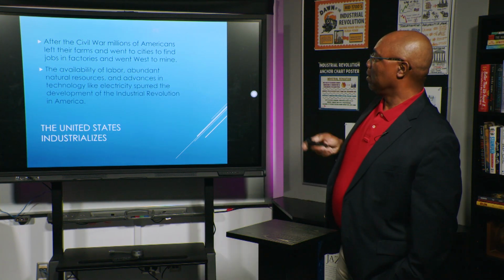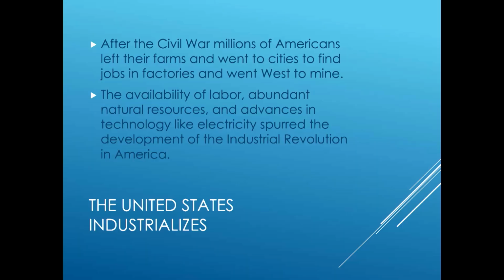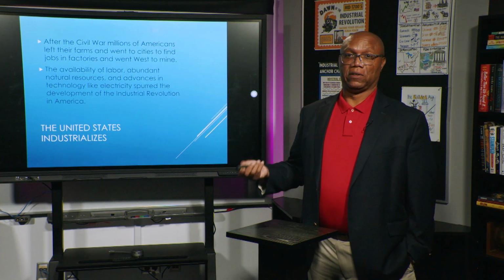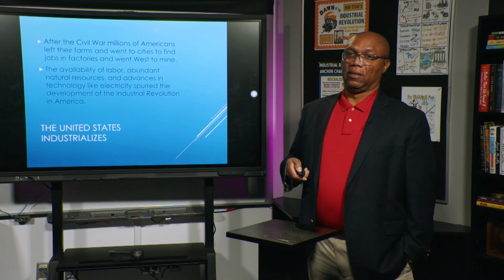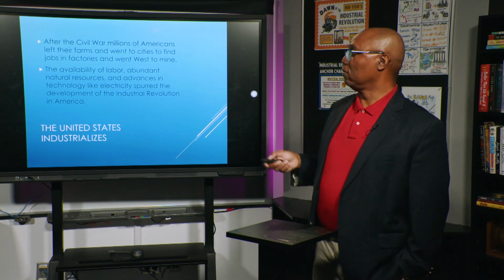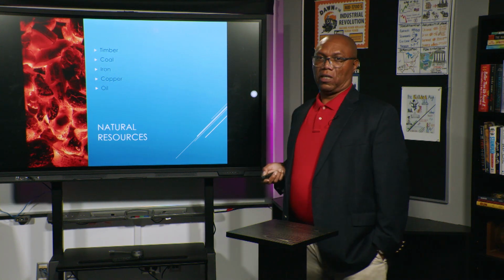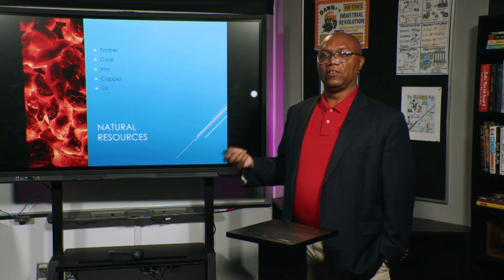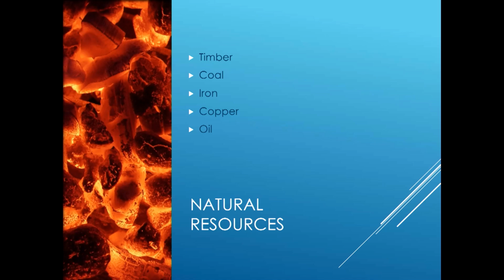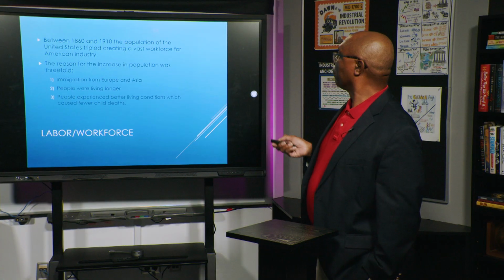The availability of labor, the abundant natural resources, and advances in technology like electricity spurred the development of the Industrial Revolution in America. So the 2 things that impact the United States becoming industrialized more than anything are the abundance of labor and the abundant natural resources that we have, which was an advantage we had over most nations. Some of the natural resources found in great abundance in the United States that aid the Industrial Revolution are timber, coal, iron, copper, oil, and any number of different things that you could possibly think about when you look at natural resources in this country.